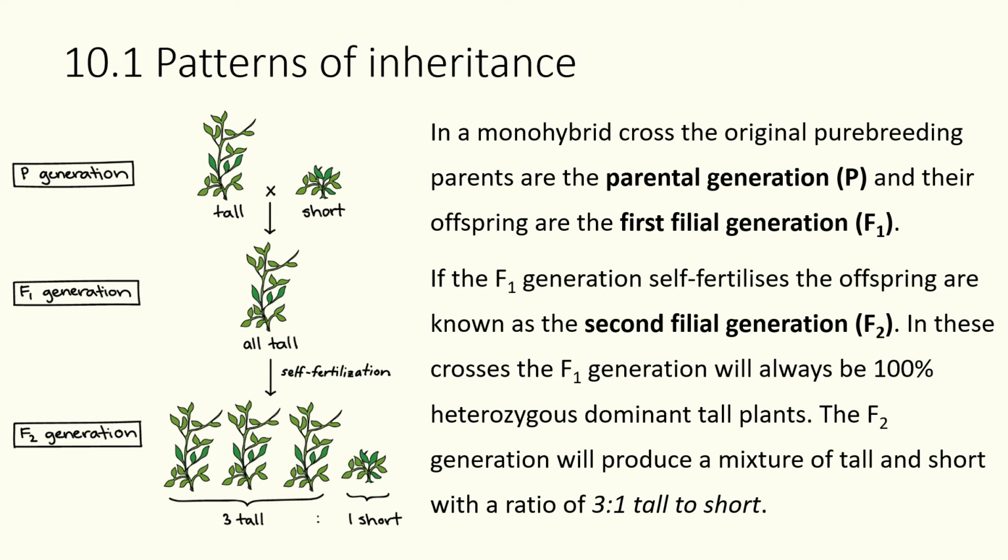So in the F1 generation, if we have two homozygous parents for the different traits, then the offspring in the F1 will always be 100% heterozygous, expressing the dominant trait. And then the F2 generation will always produce a mixture of tall and short with a 3-to-1 ratio.